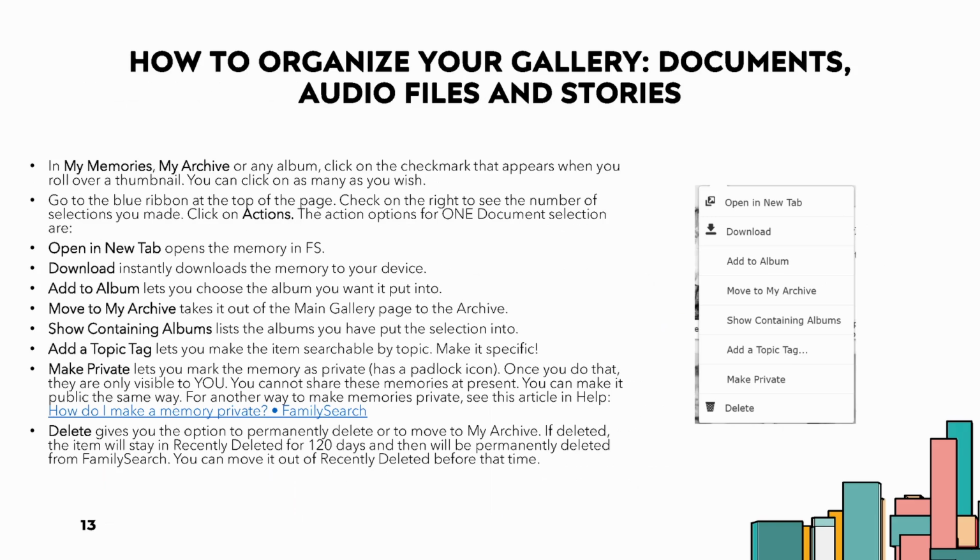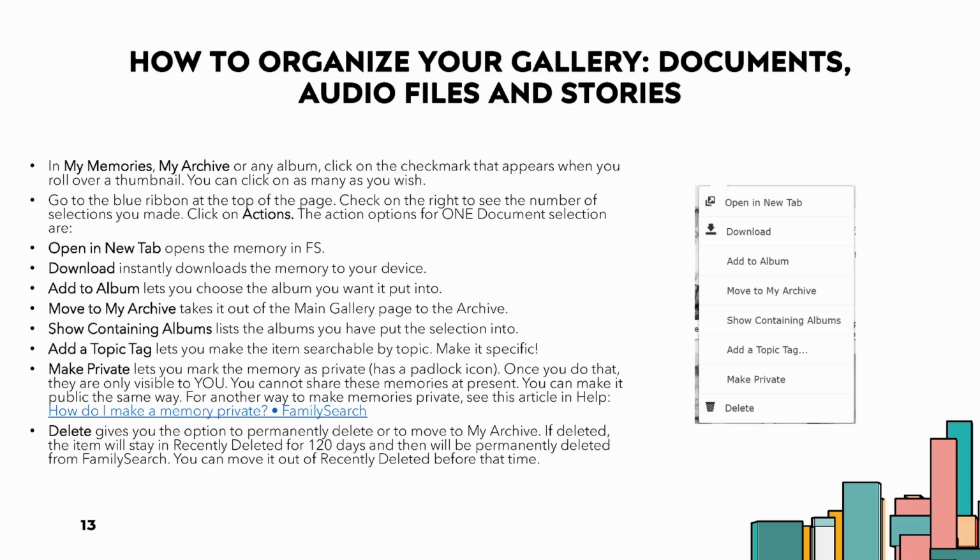Okay, now how to organize your gallery. Again, this is just talking about documents, audio files, and stories. So the same thing. In My Memories, My Archive, or any album, you're going to click on the check mark. Then there's a blue ribbon that comes to the top of the page. It tells you how many selections you made. And then there's a button called Actions. So if you click on one document, the menu here on the right comes up.